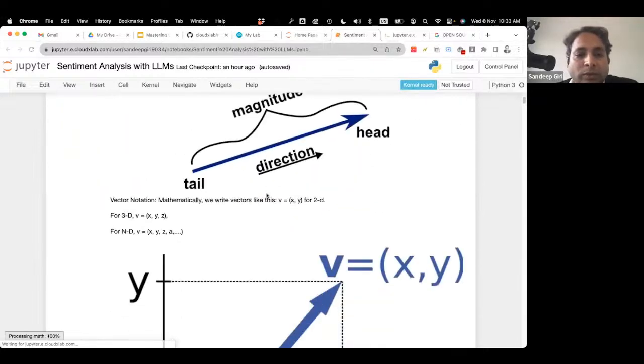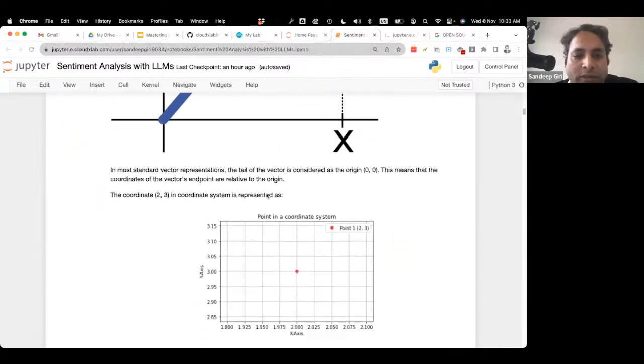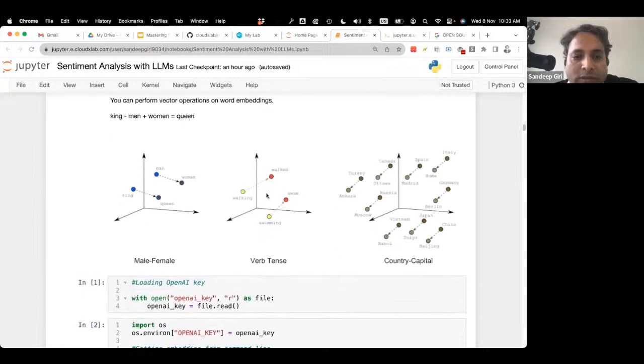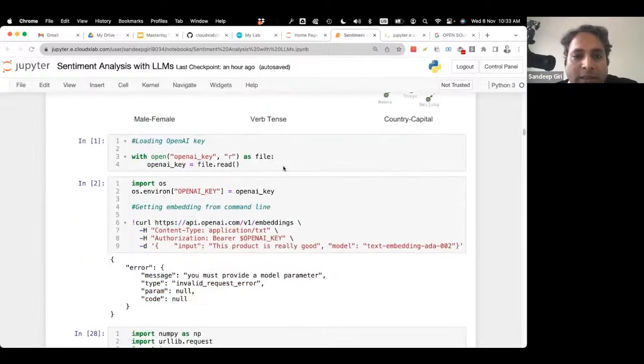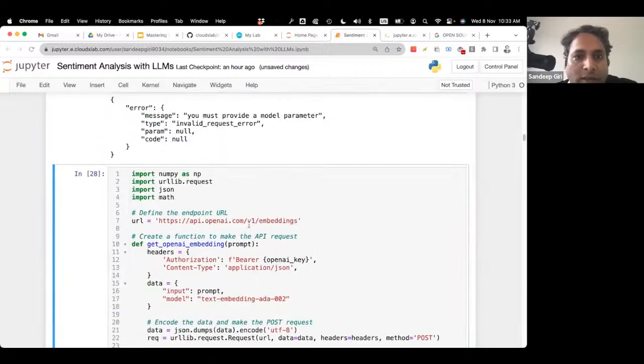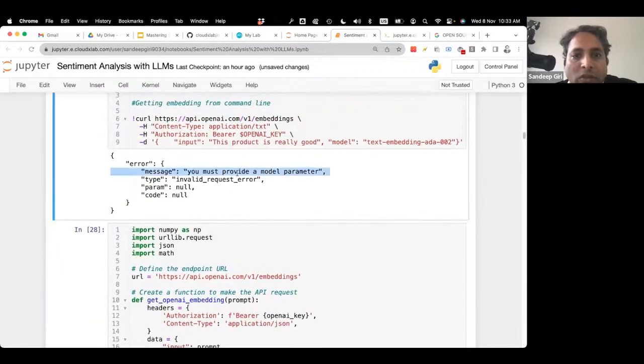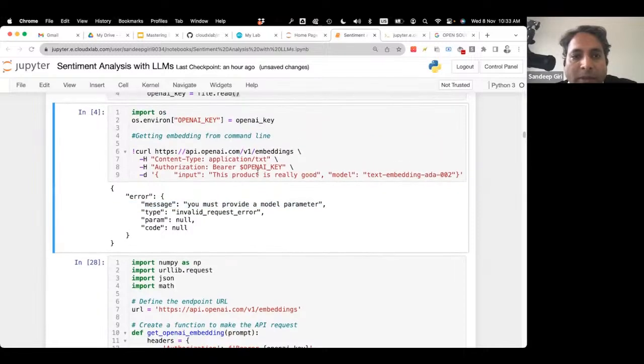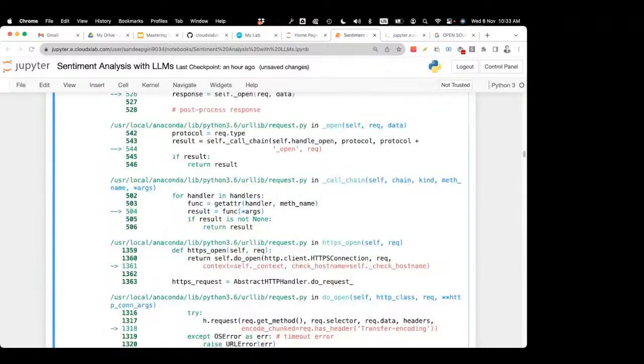So this is the notebook. All right. This is where I'm reading the file, and it says you must provide a model parameter. Okay. What happened to this? Okay, I guess you updated the code.